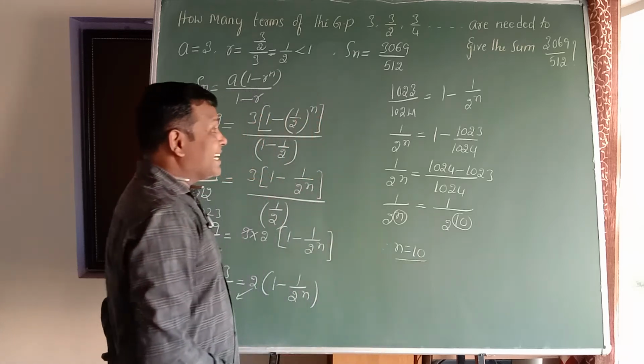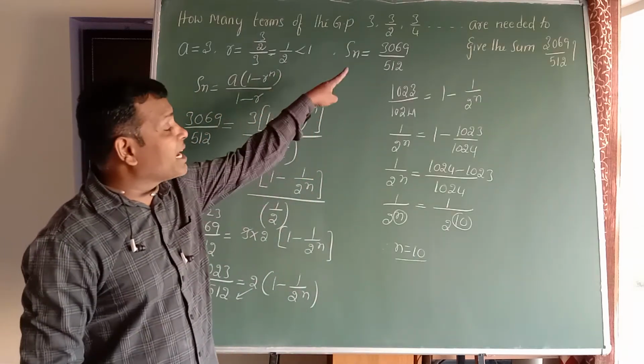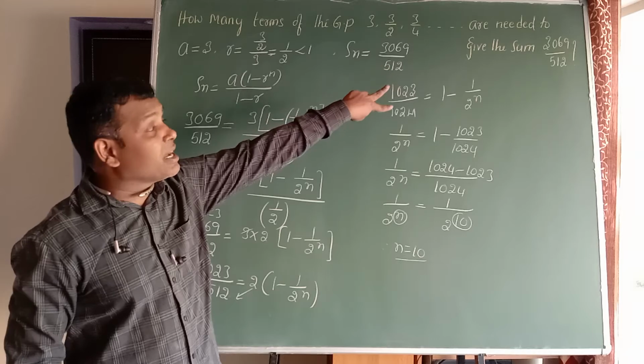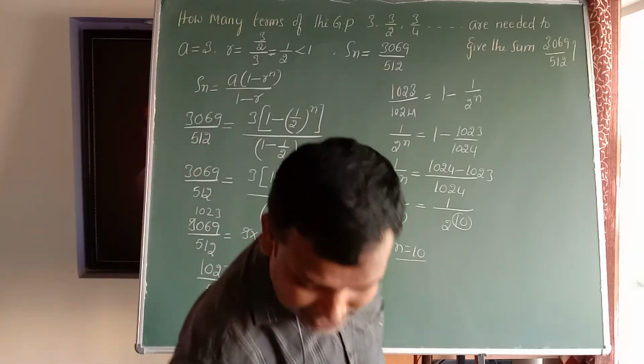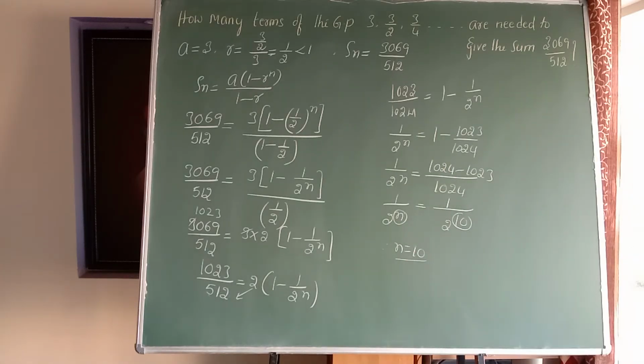Therefore 10 terms of this sequence are needed to give the sum 3069 divided by 512. Go through the solution once again. Please go through the solution.